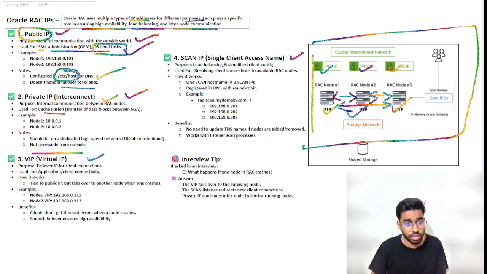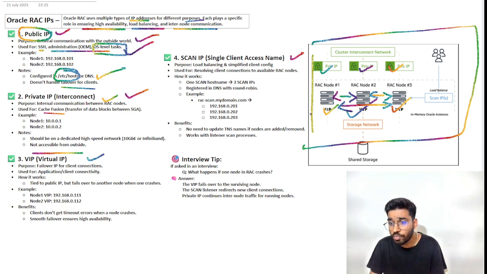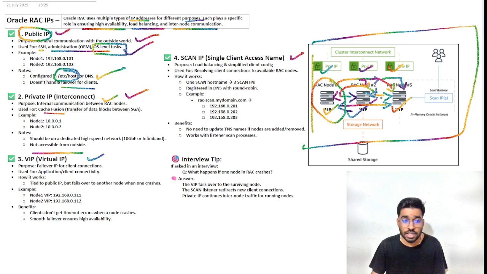This private IP is used for cache fusion. What does cache fusion do? If I modify something in node 1, those changed blocks will be copied to the SGAs of the other nodes, node 2 or node 3. That is handled by cache fusion via the private network. Hope you are understanding this. Internal communication between the RAC nodes is done with the private IP.